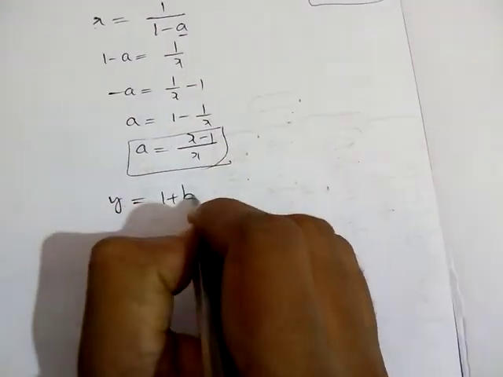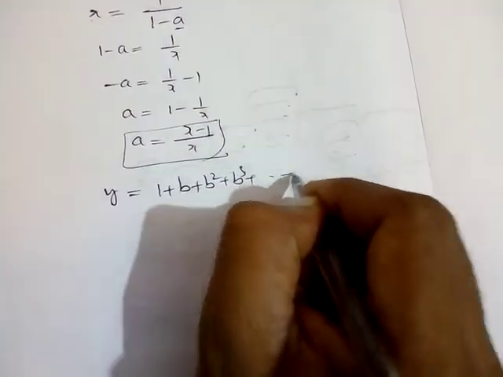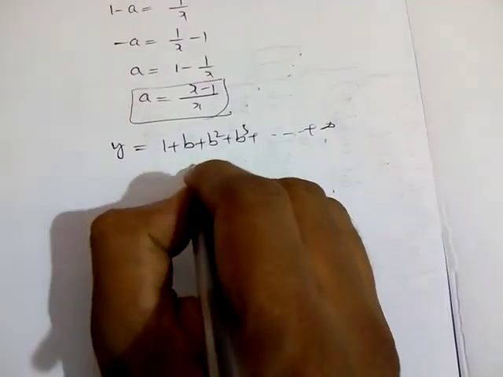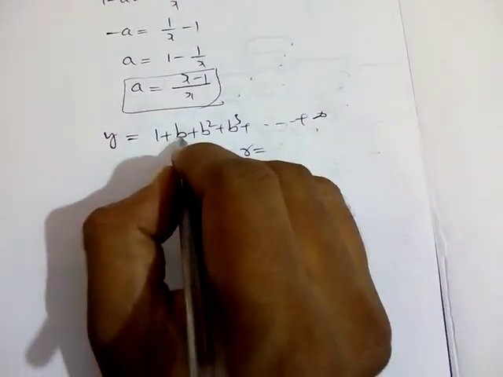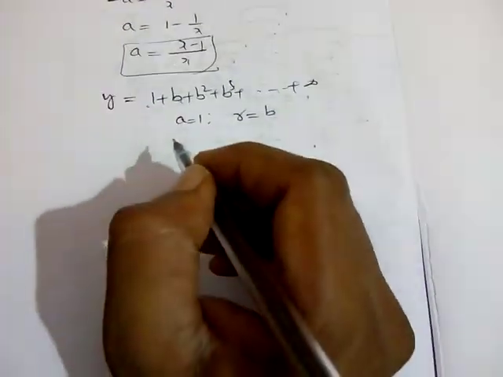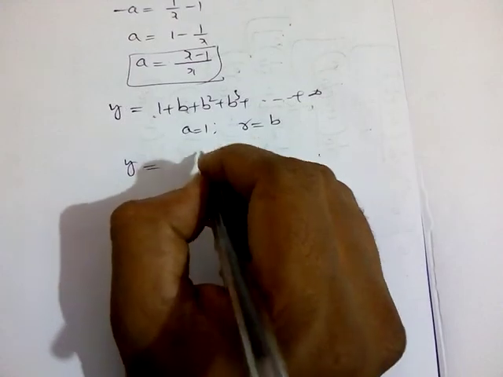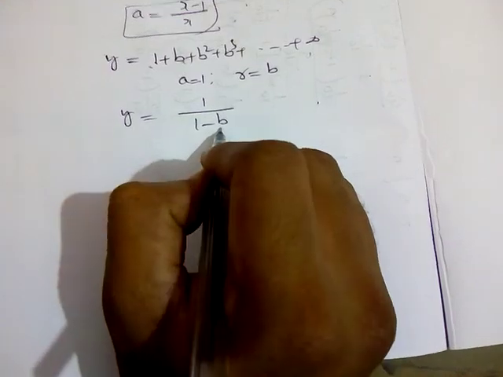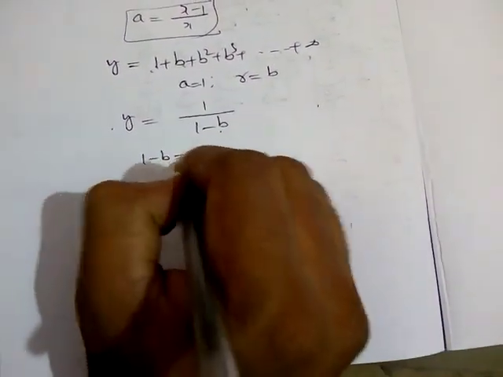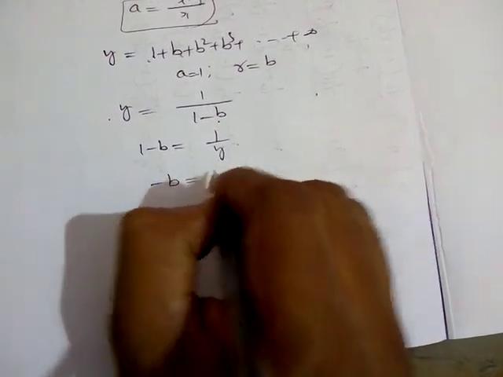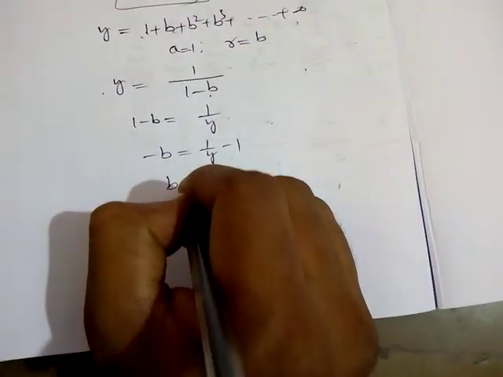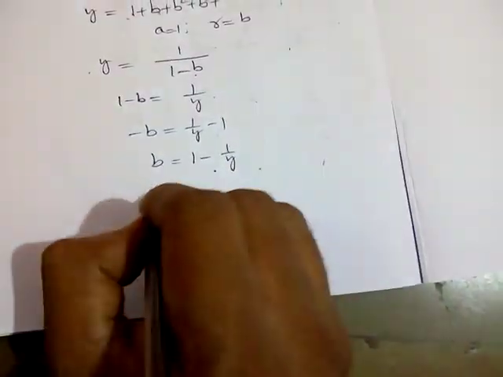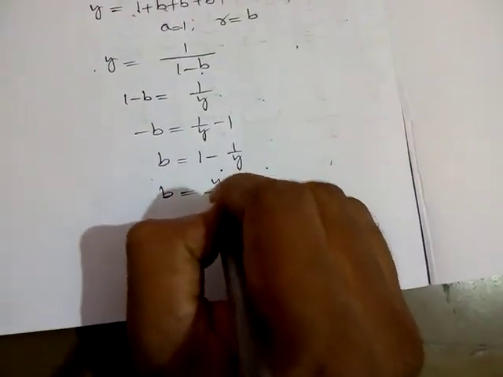This is the a value, x minus 1 by x. Similarly, we then find the b value. Y is equal to, as given, 1 plus b square plus b cube plus so on to infinite terms. Here also the first term a is equal to 1, and r is equal to t2 by t1, which means b. So y is equal to the infinite sum a by 1 minus r, where a means the first term, by 1 minus r value, which is b. So here we find the b value in terms of y. So 1 minus b is equal to 1 by y. Minus b is equal to 1 by y minus 1. So b is equal to 1 minus 1 by y. So b is equal to, taking LCM, y minus 1 by y. This is the b value.